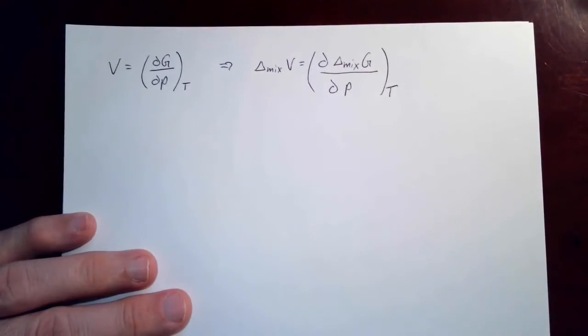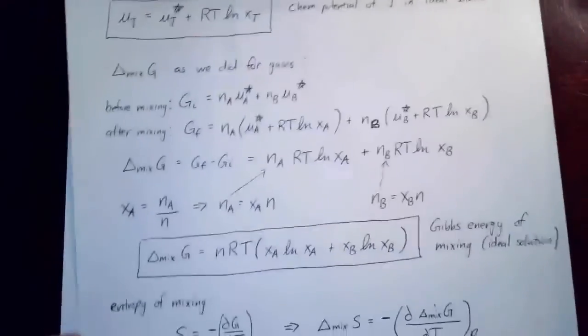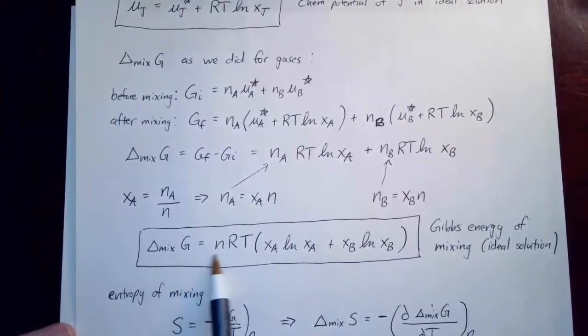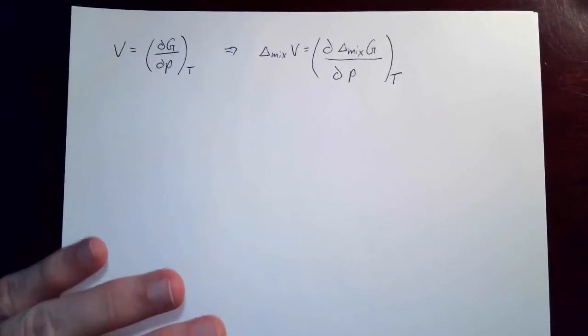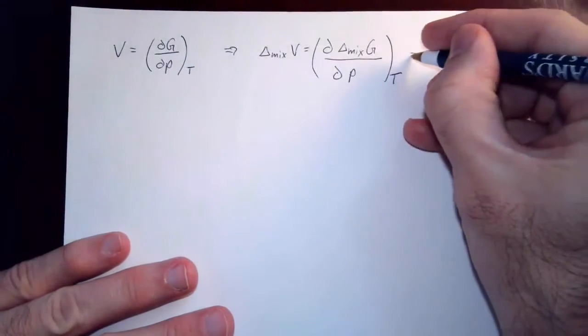And if we glance back real quick at delta mix G that's here, we can see that there is no P in this equation. So this derivative is equal to 0.